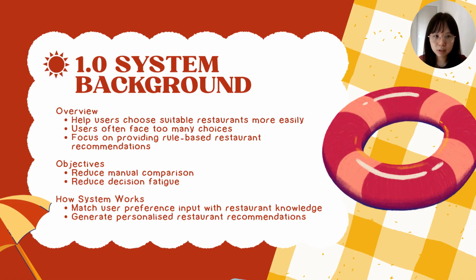In food delivery platforms nowadays, users often face too many choices, and they still need to manually compare cuisine, budget, location, and so on. Therefore, our system focuses on providing rule-based restaurant recommendations so as to reduce manual comparison and decision fatigue. This system works by allowing users to enter their preferences such as cuisine type.